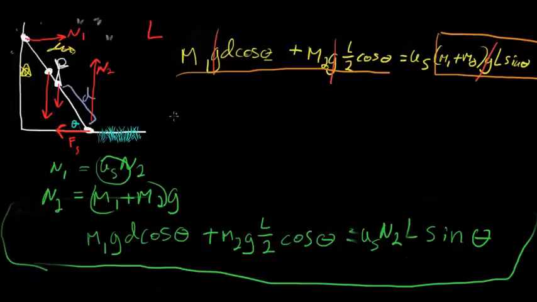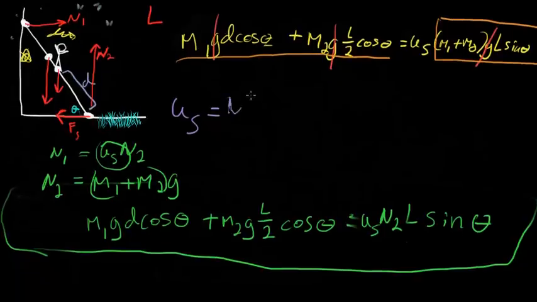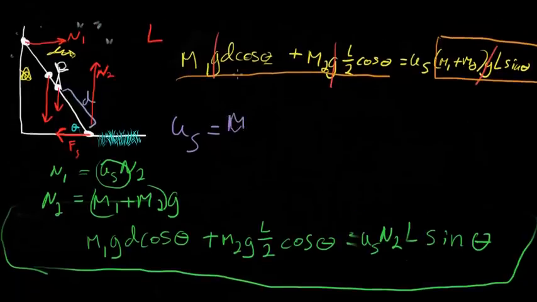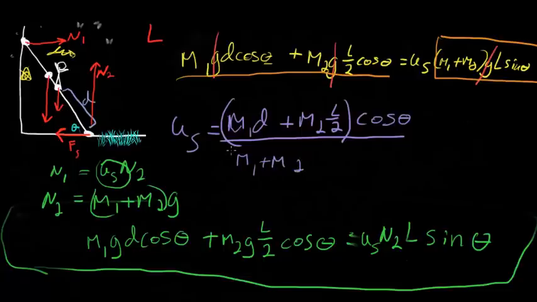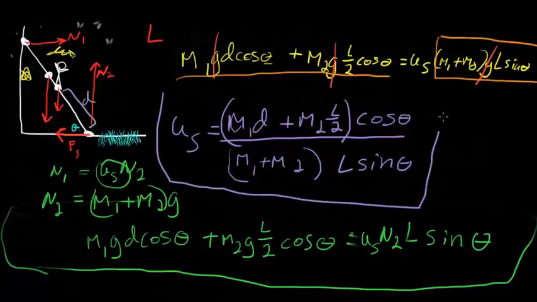Let's go back to purple here. So the coefficient of static friction is going to be equal to, and this is where I'm going to, apologies, really simplify stuff here, (m1 d plus m2 L divided by 2), all that in parentheses, multiplied by cosine theta. And then that's all divided by (m1 plus m2) L sine theta. That is going to be our final answer. That is what the coefficient of static friction must be if we are at equilibrium.